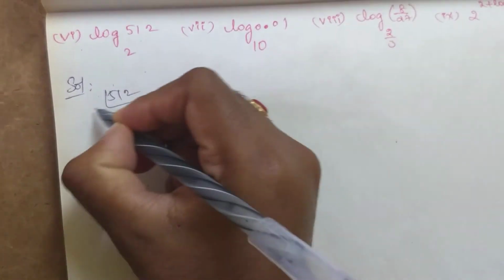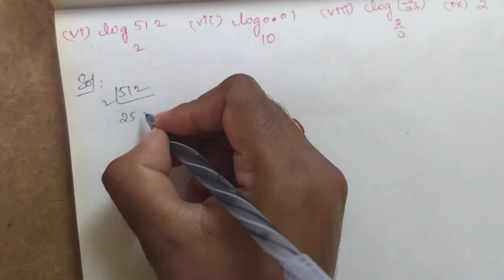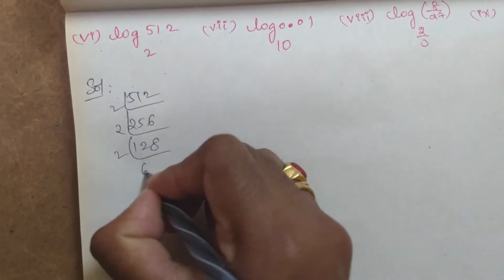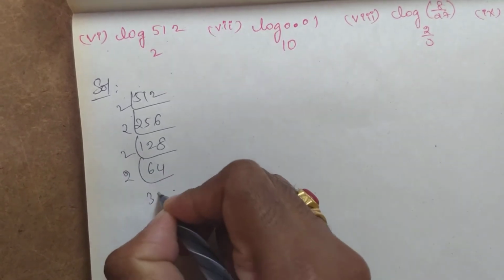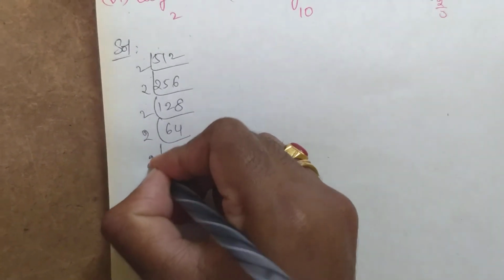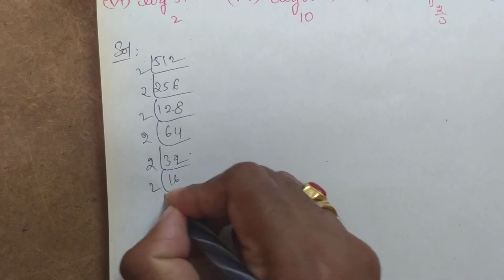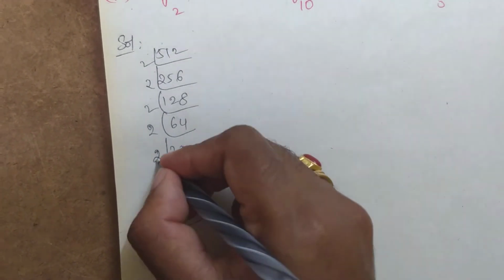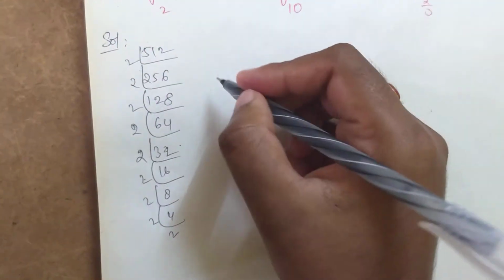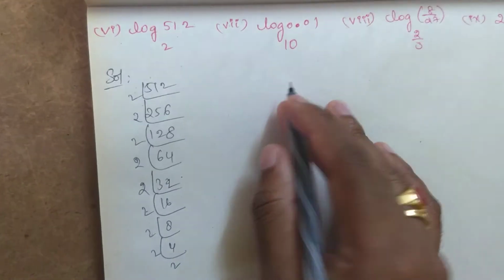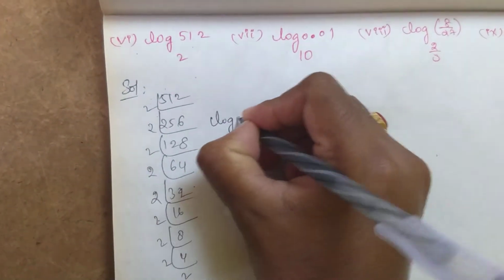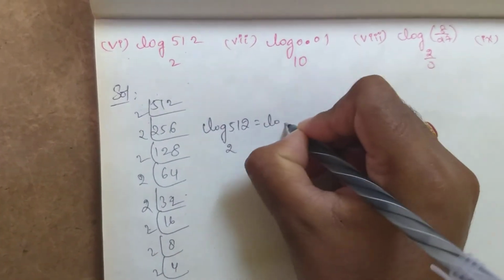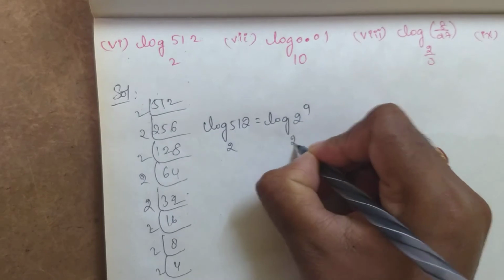So 512, 2, 256, 2, 128, 2, 64, 2, 32, 2, 16, 2, 8, 2, 4, 2, 2, like 1 2 3 4 5 6 7 8 9. So 512 can be written as 2 power 9. So log 512 base 2 is equals to log 2 power 9 base 2.